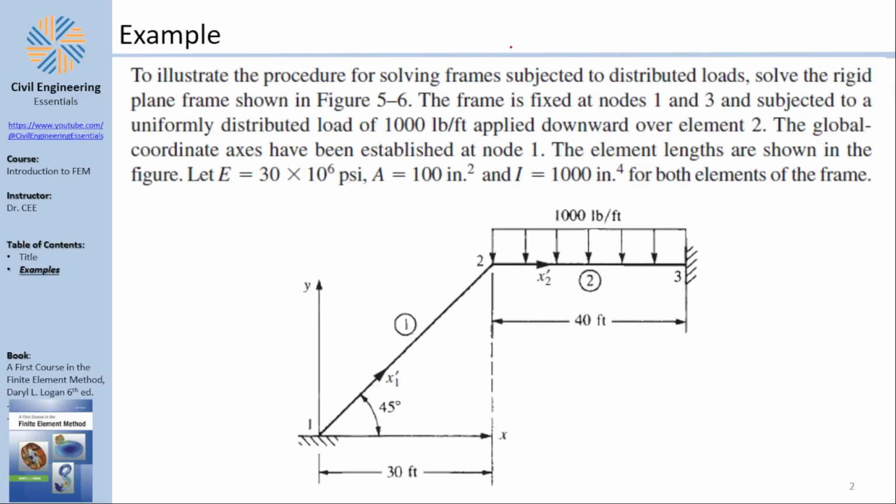So the example I have for you here is taken from the book by Daryl L. Logan. We have a frame here which is basically made up of two elements, element number 1 and element number 2. You can see element number 1 connecting node 1 and 2, as well as element number 2 connecting node 2 with 3. Node number 3 is fixed, and node number 1 is fixed. Element number 1 is at 45 degrees. What does he want from us? He wants you to solve the frame.